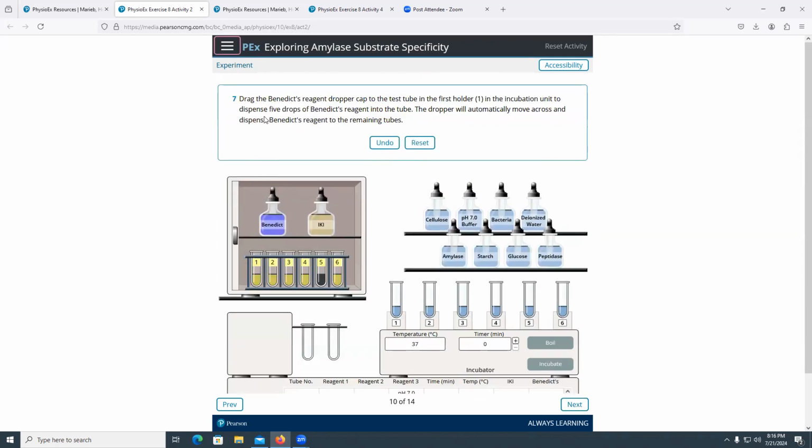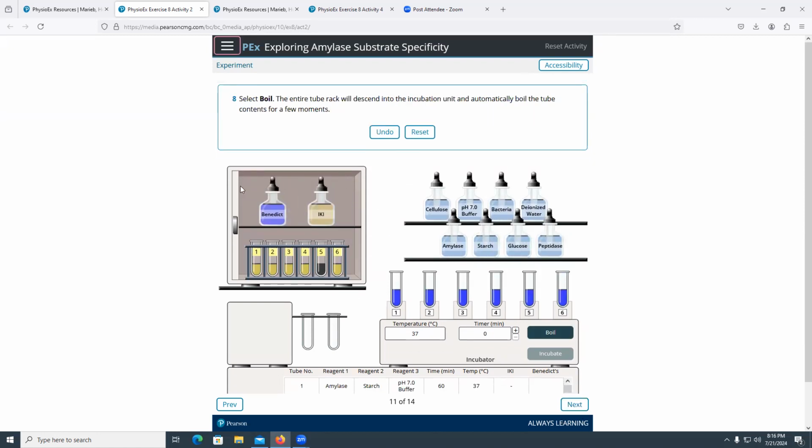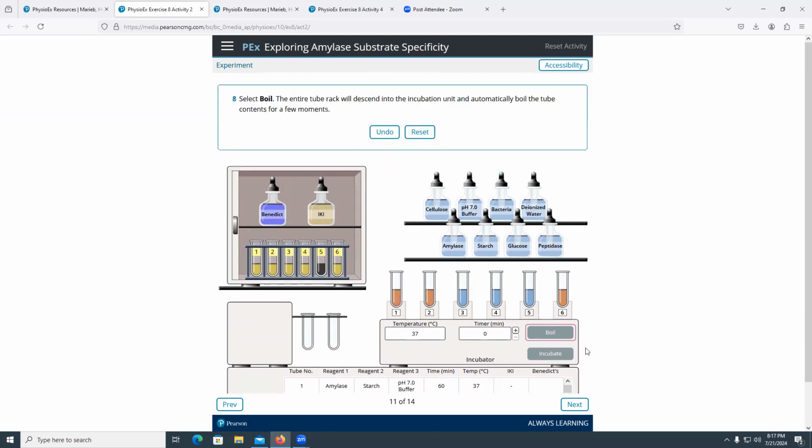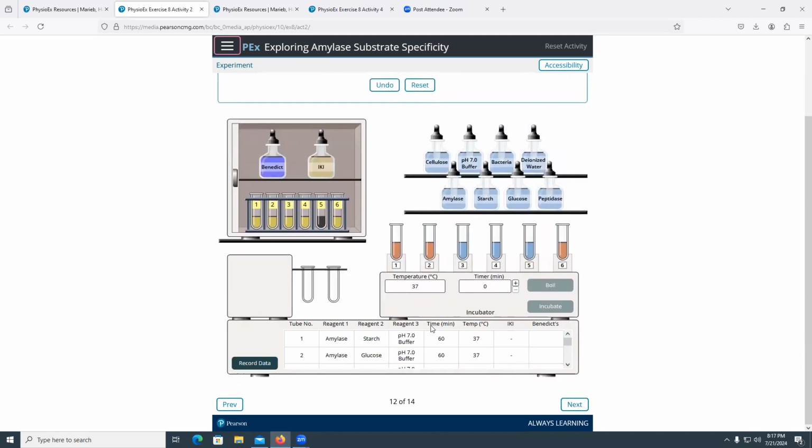Okay, drag the Benedict reaction dropper cap here. So now we're looking for products. Let us look for products. Select boil, the entire rack, and then we have our results. If you remain blue, that means you had no product. But if you change, that means you did have a reaction and you have reducing sugars as products. Next, let's record data.